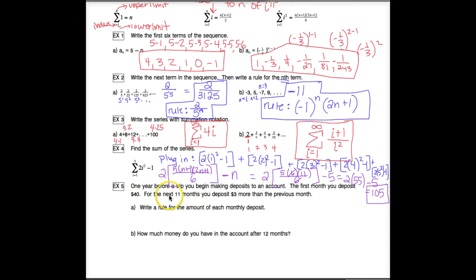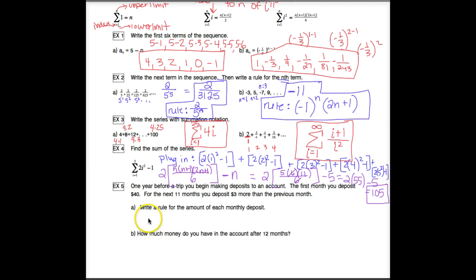All right, last one. One year before a trip, you begin making deposits into an account. The first month, you deposit $40. For the next 11 months, you deposit $3 more than the previous month. Write a rule for the amount of each monthly deposit. When we write a rule, we write it like what we see in example 1, a sub n. So when you are plugging in whatever n is, in this case we probably want n to be the number of months.